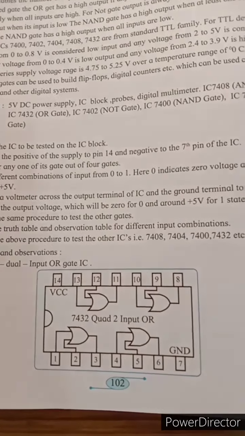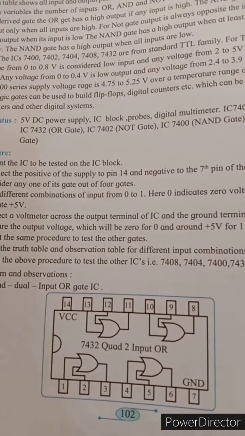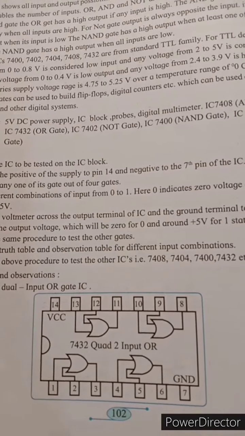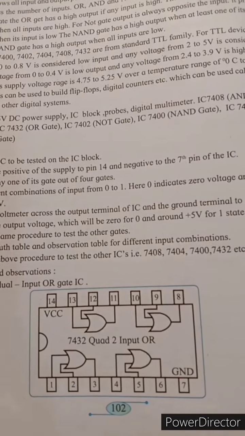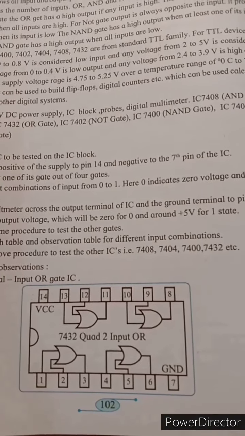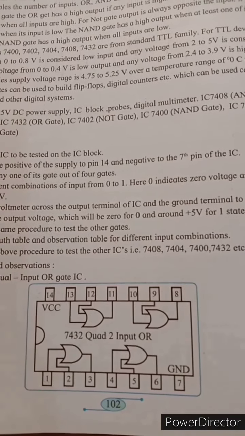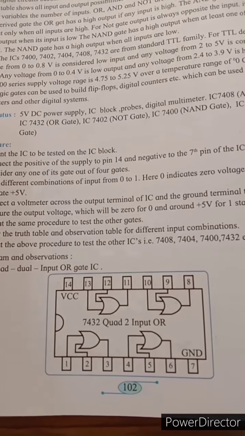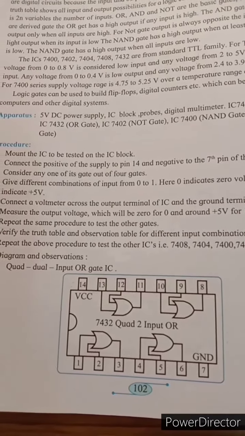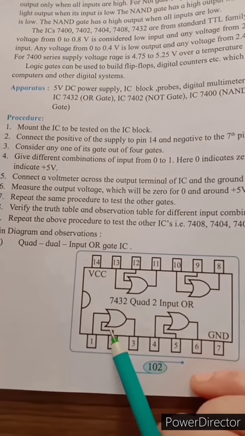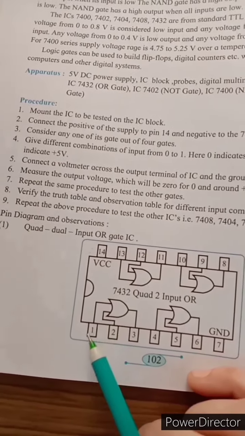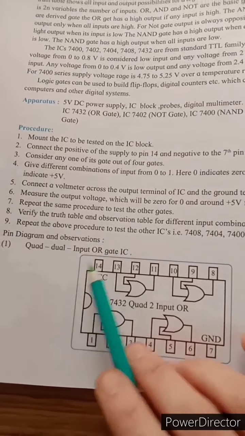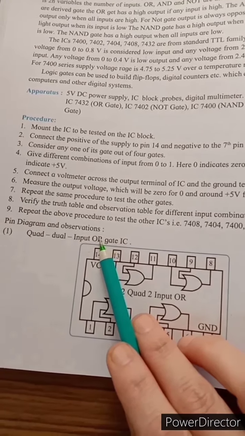Let us study the circuit diagram of these ICs. The IC number 7432 is nothing but an OR gate. It is a basic OR gate. It has a number of inputs, but the output is 1. Here, if you count, the number of inputs is 2 for the OR gate. Now this is an IC of OR gates.